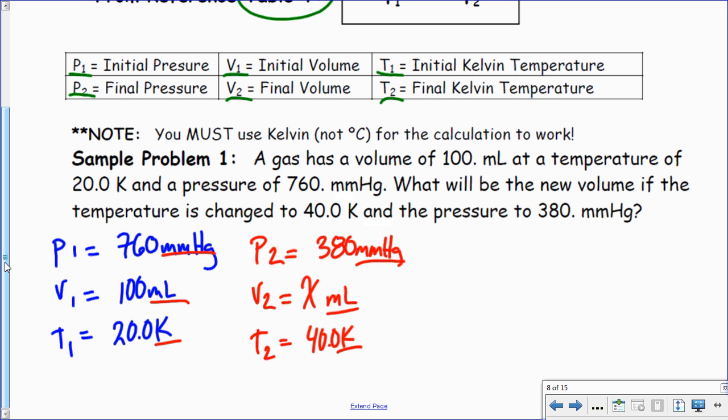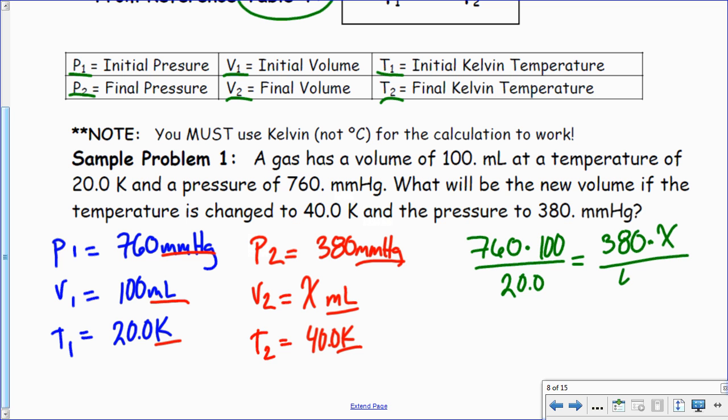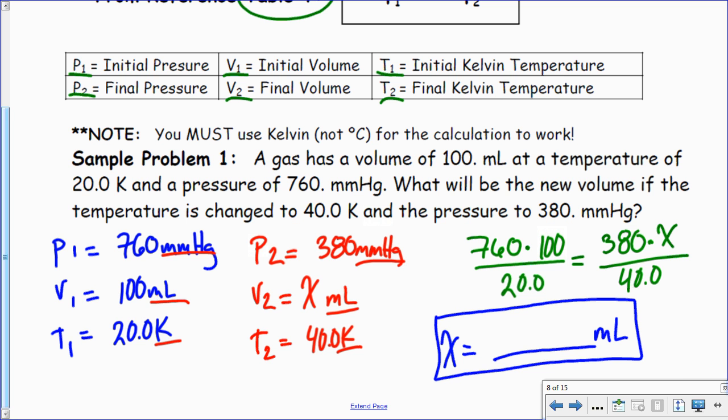So we set up P1 times V1 over T1. So we say 760 times 100 over 20 equals 380 times X, which we're solving for, over 40.0. And so at the end, when you solve for X, you are going to get a value in milliliters. That's what you want to see. So again, this is algebra. Solve for X by rearranging your equation. Isolating X by itself is how you solve for X. And you should get a value in milliliters.